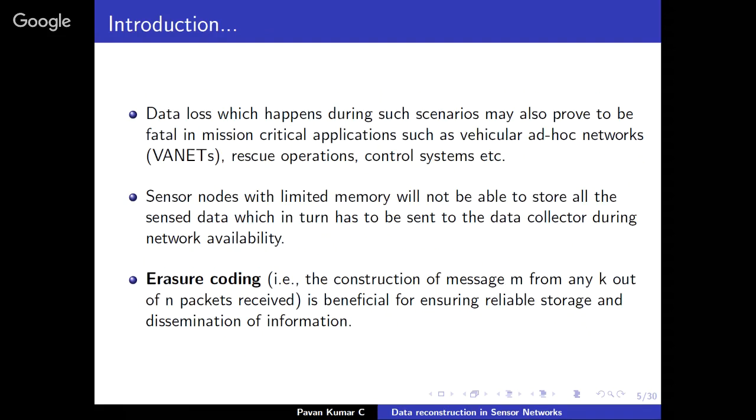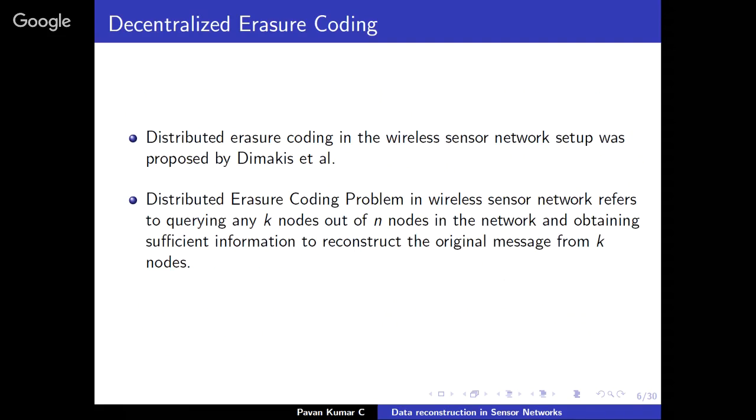The construction of message M from any k out of the n packets received is briefly what is called erasure coding. So we'll see briefly what is decentralized erasure coding. Decentralized erasure coding in the wireless sensor network setup was initially proposed by Dimakis et al. The distributed erasure coding problem in wireless sensor networks refers to querying any k nodes out of the n nodes in the network and obtaining sufficient information to reconstruct the original message from any k nodes. The k nodes are not fixed. They can be anywhere on the network out of the n nodes.